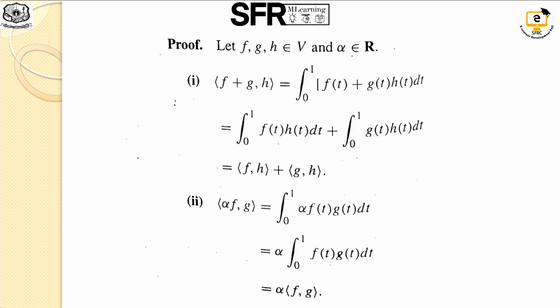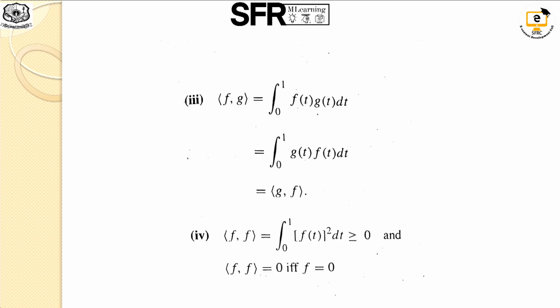The first axiom is inner product of f plus g and h equals inner product of f and h plus inner product of g and h. In the first line, we write the inner product definition. It is the integral from 0 to 1 of f of t plus g of t, into h of t dt. By the integral property, we can split the integral of a plus b into integral a plus integral b. Likewise, we separate the integrand and finally get the answer. Similarly, the second axiom can also be verified, because any scalar can be taken outside the integral, since it is independent of the integrand. So finally we get the inner product of alpha f and g as alpha times the inner product of f and g.